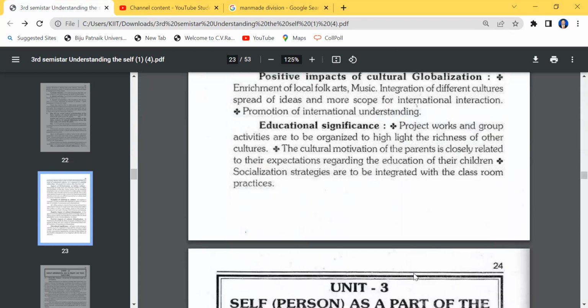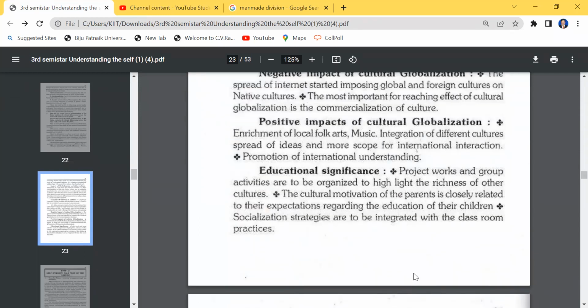What is the educational significance? Project works and group activities are to be organized to highlight richness in other cultures' activities. The cultural motivation of the parents is closely related to their expectations regarding the education of their children. Socialization strategies are integrated with classroom practices. So educational significance is also very important for positive and negative thinking purposes.